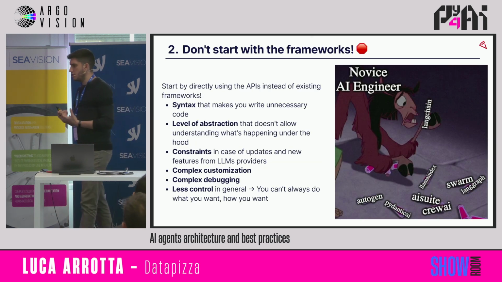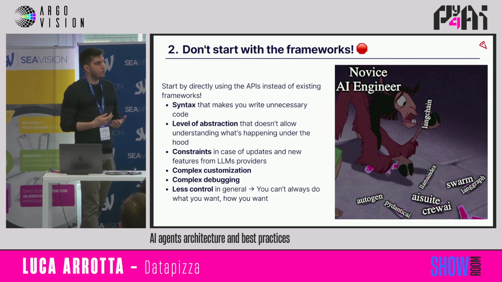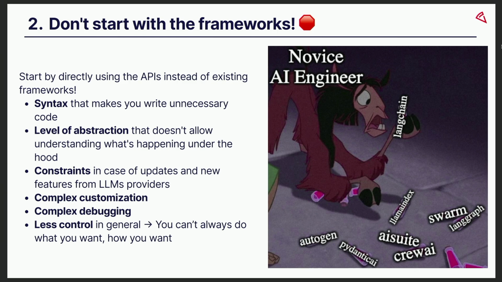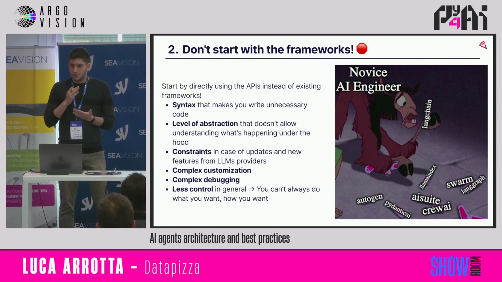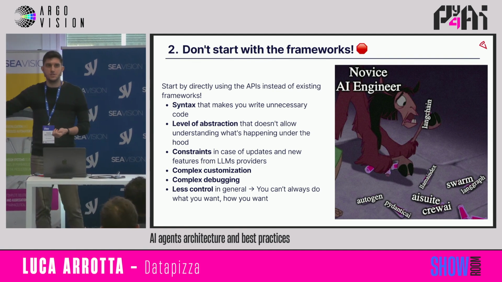I don't know if you are a novice in this field. Maybe you are a developer that wants to know more about Gen AI. My suggestion is don't start with the frameworks. Don't start building a project with LangChain or Llama Index and so on. The best thing to do is starting from scratch. You have seen that the code is actually very easy to build an agent and so on.